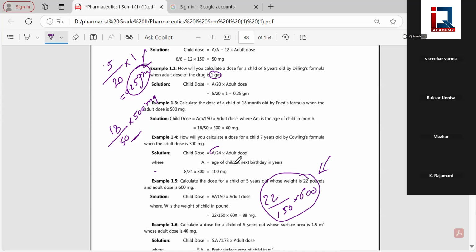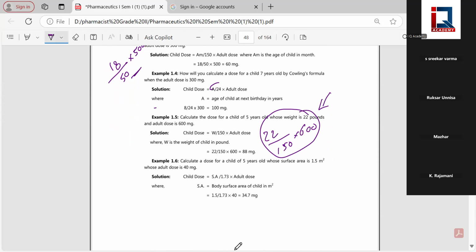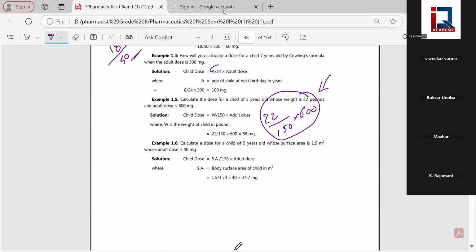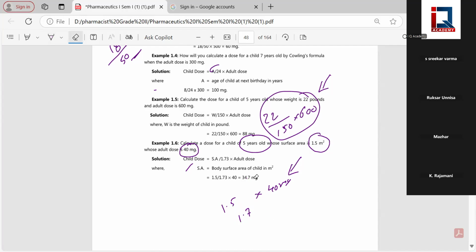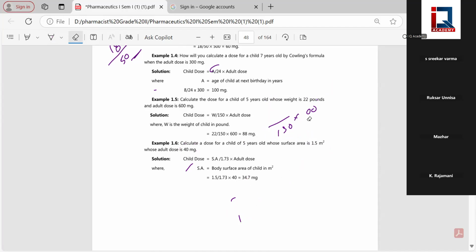See the next one. Calculate the dose of a child of 5 years old whose surface area is given. See, if the surface area is given as 1.5 square meters, age is 5 years, dose is 40 mg, then the surface area of the child is 1.5 by 1.73 into adult dose 40 mg. You just keep substituting like this. So these are very simple and easy formula calculations, but at least one question will be asked from child dose calculation. So please note down and practice these problems. If possible, I'll send a screenshot of it.